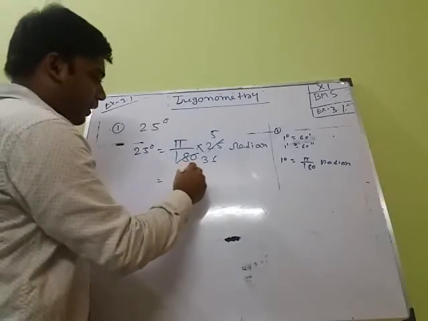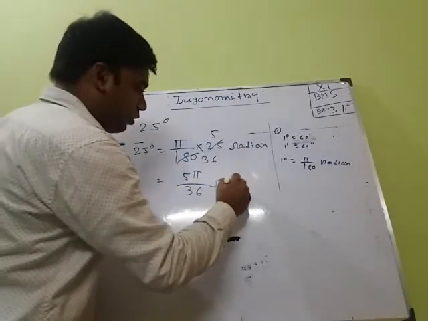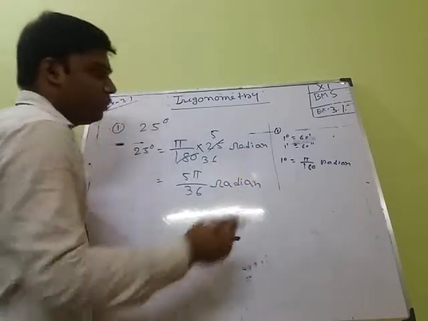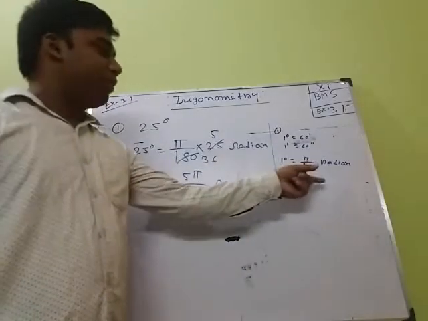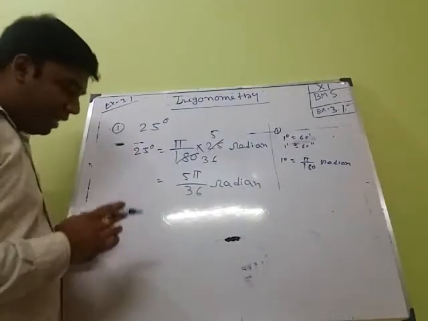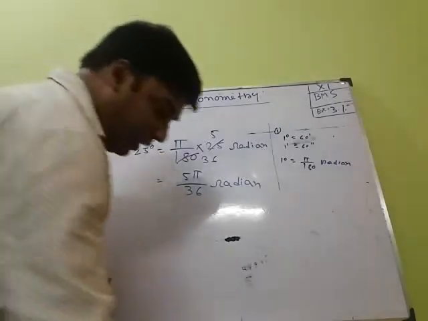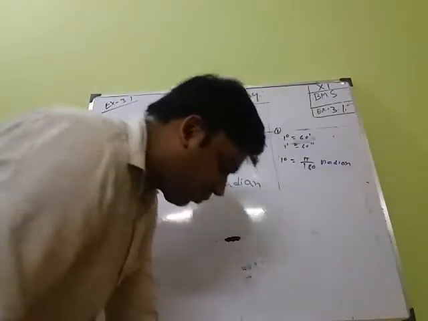So 5 pi by 36 radian. Using the relation 1 degree equals pi by 180 radian, we converted 25 degree into radian. Next sum, that is 47 degree.